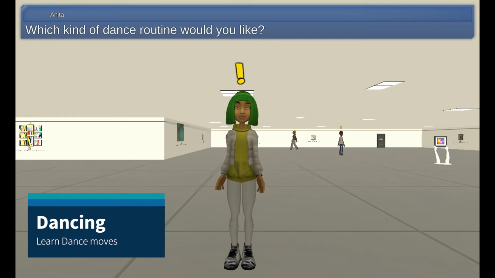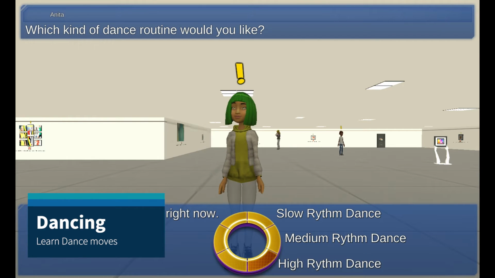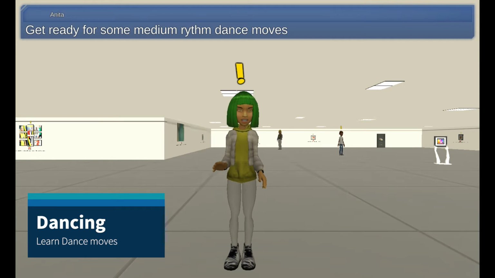Which kind of dance routine would you like? Get ready for some medium rhythm dance moves.